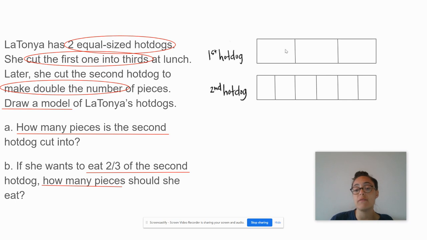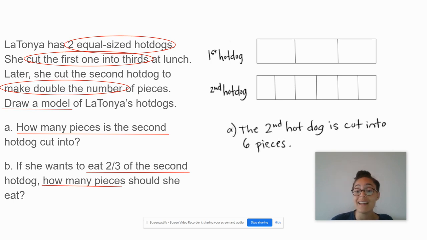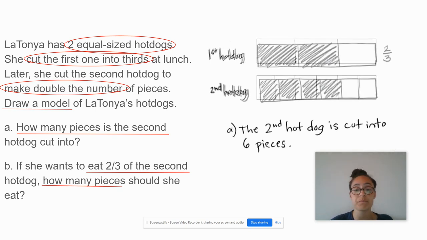So you have your 3 pieces here. And in order to double it, I just broke these pieces in half. So as I'm doing this, you can pause the video and do it with me and then check your work. But we're going to keep on going. So now we know the second hot dog is cut into 6 pieces because it said over here, how many pieces is the second hot dog? Well, if she makes double of 3, we know that's 6.